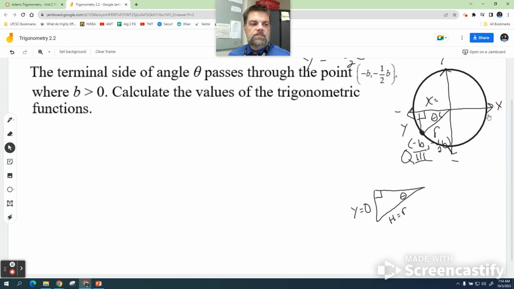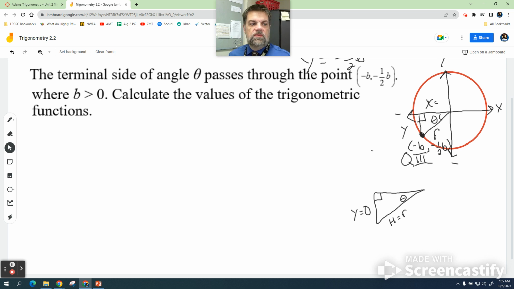Let me change the color on that. So we'll change that to red. Okay. So we're imagining that if I rotate my angle around, there's a point that exists, x comma y, and in this particular case, those values are negative b for x and negative 1/2 b for y. And so then this side right here would be my x value, which is really the adjacent, okay?